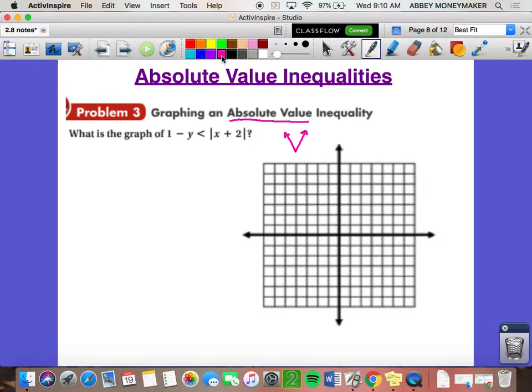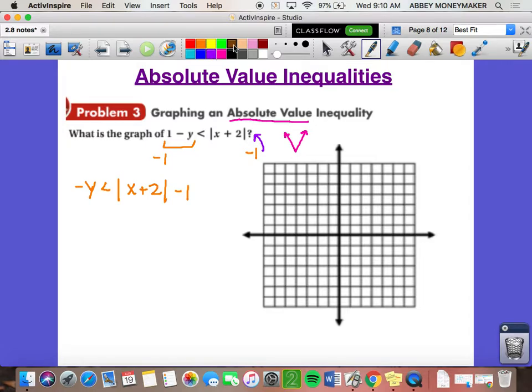So on this one, we have to do a little bit of work because you should notice here that your y value is not by itself. So we have to get the y value by itself. So let's subtract the 1 over. So we have negative y is less than the absolute value of x plus 2 and then minus 1. That's really important here, guys. That minus 1 goes on the outside. You don't do it inside the absolute value. It goes to the outside.